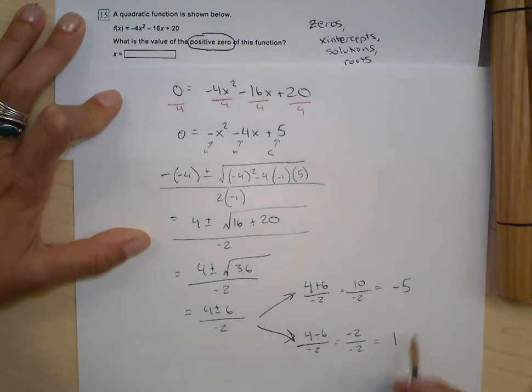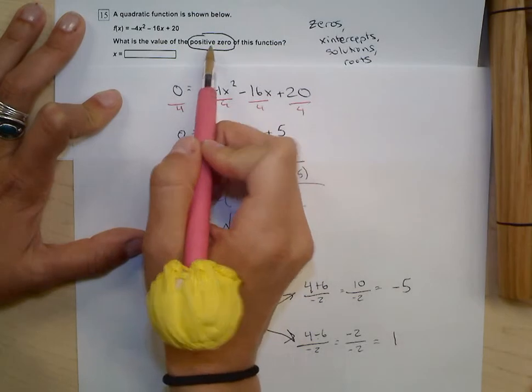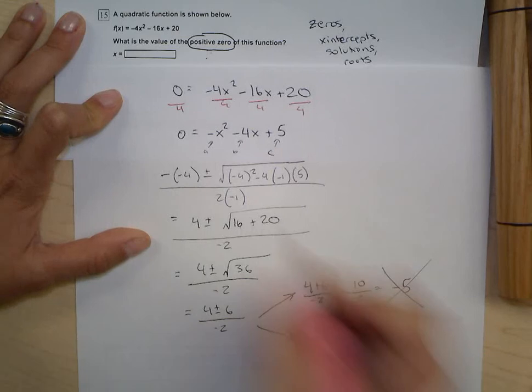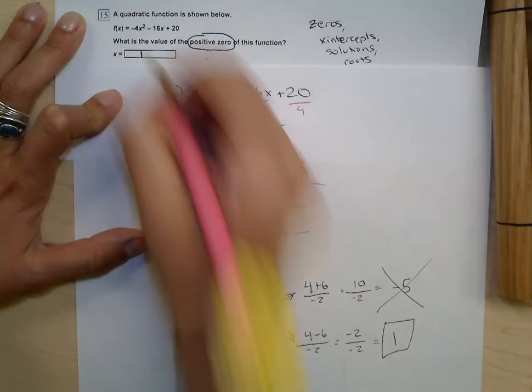So because my question is asking for the positive 0, I get rid of the negative answer, and my positive 0 is equal to 1.